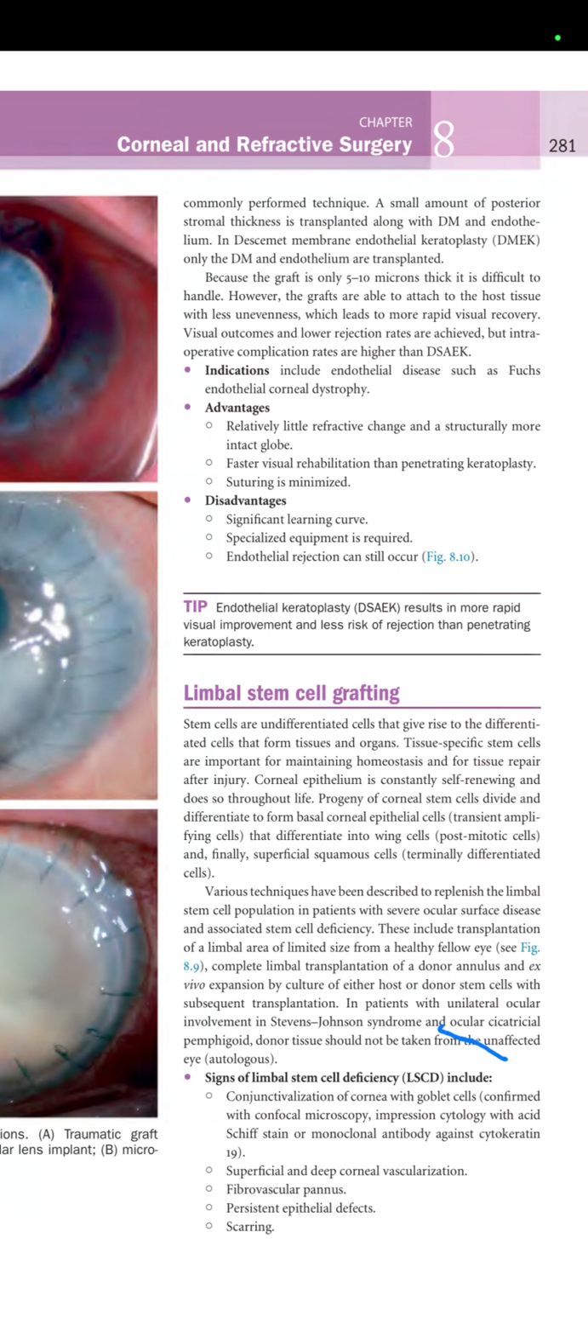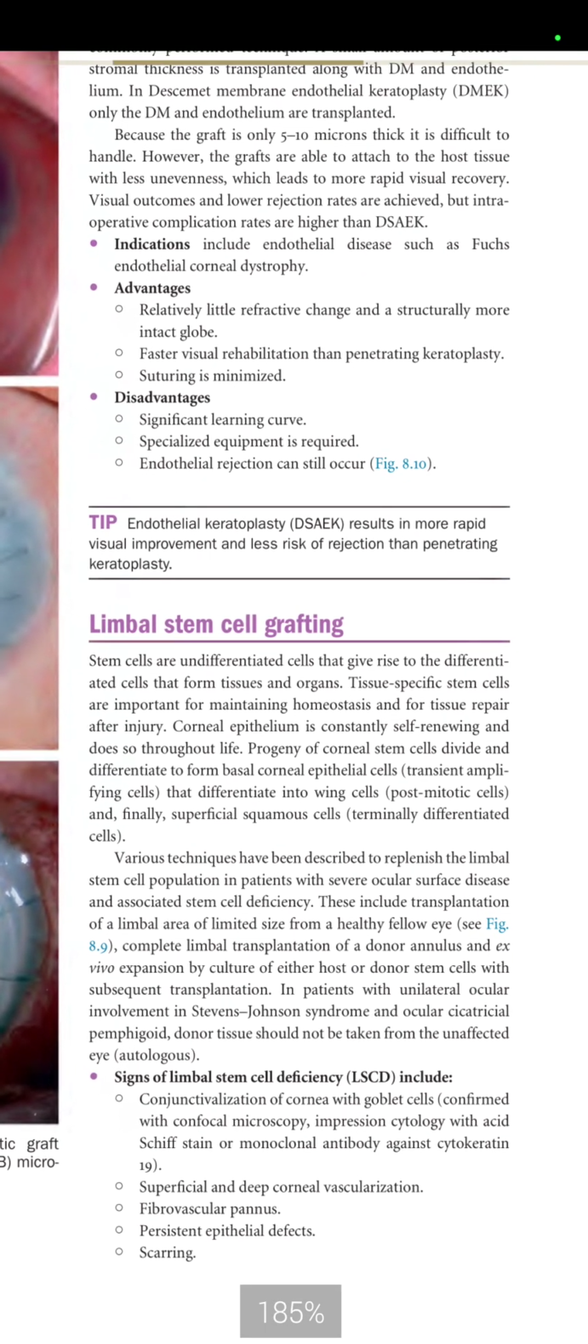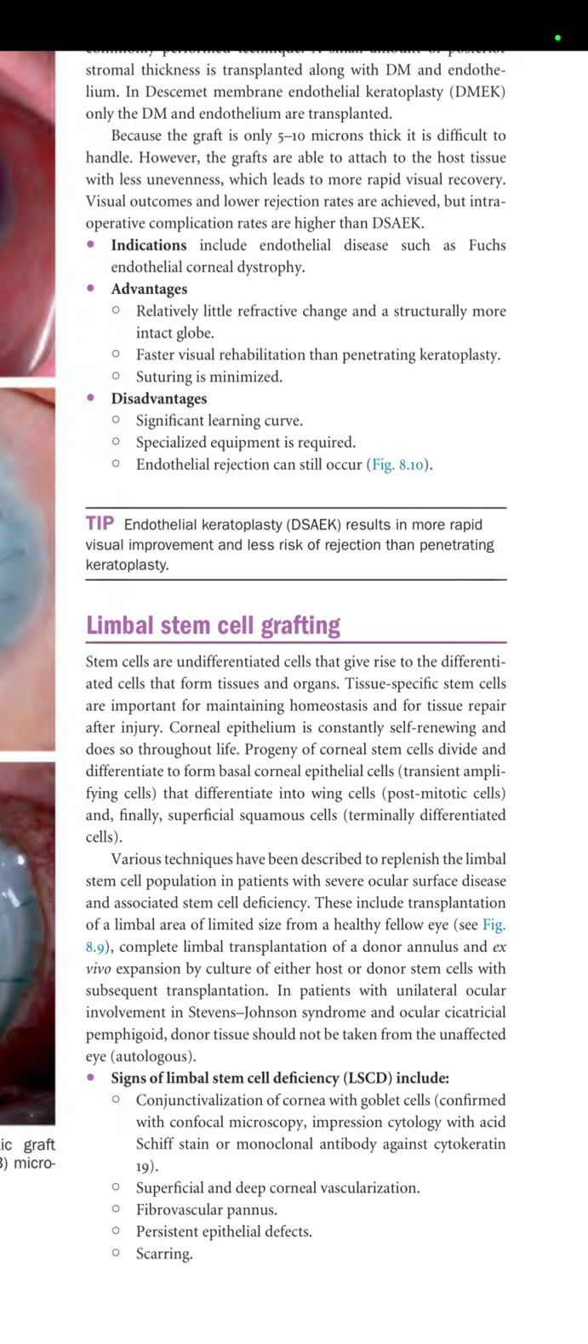In patients with unilateral ocular involvement in Stevens-Johnson syndrome and ocular cicatricial pemphigoid, donor tissue should not be taken autologously from the unaffected eye. So in this case, when there is bilateral involvement, you are not going to take the other eye for that.